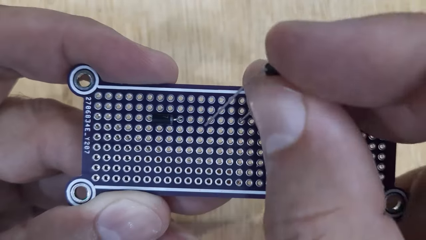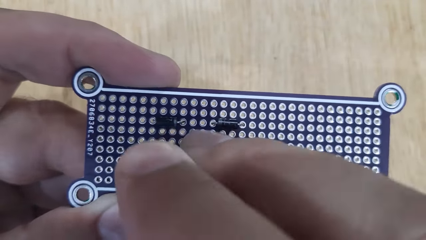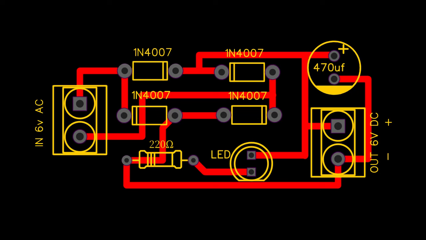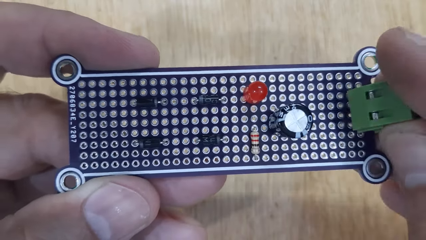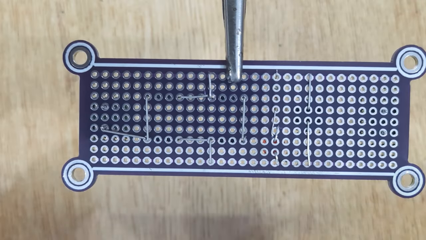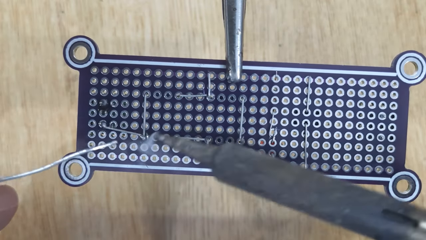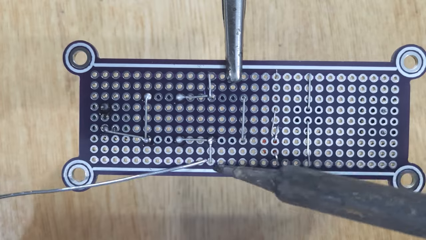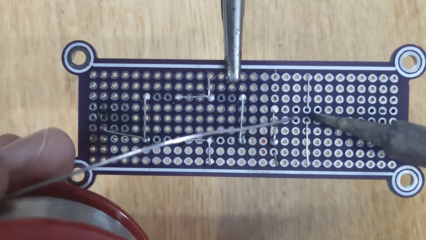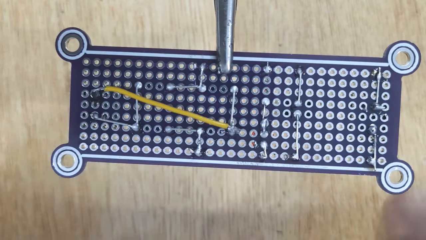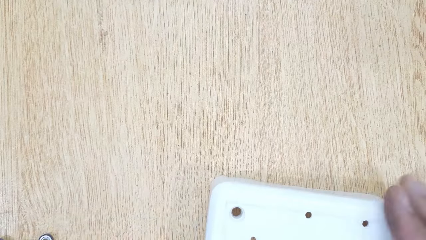Now insert all the electronic components into the PCB, one by one, according to the circuit diagram shown on the screen. And solder all of them. After soldering all electronic components, remove the PCB from the third hand.